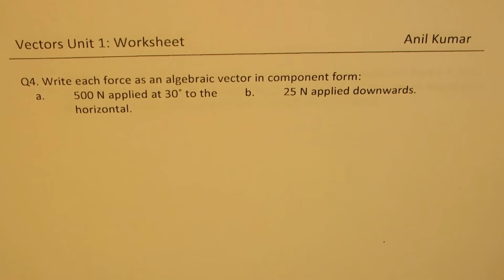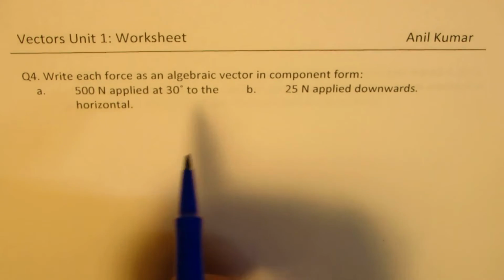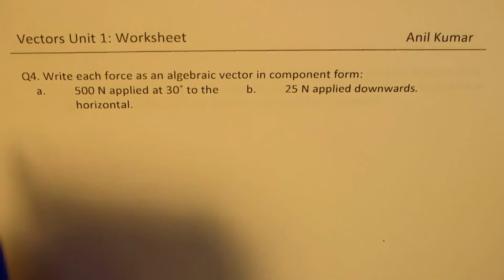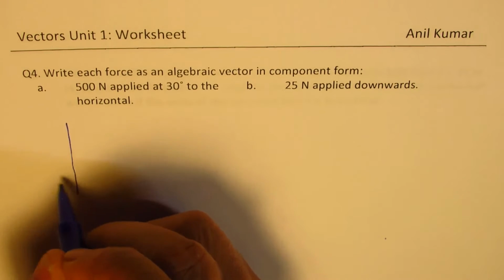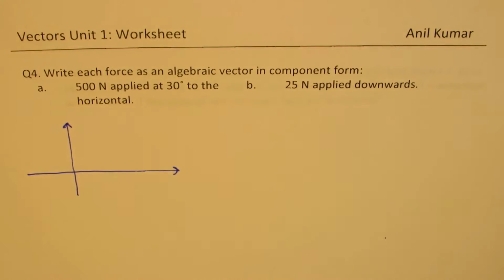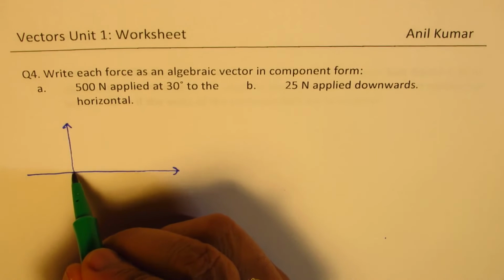So question number 4 has two parts, A and B. Write each force as an algebraic vector in component form. The first one here is 500 newtons applied at 30 degrees to the horizontal. Let me just sketch the plane here. So we have this plane, and we are saying we have 500 newtons at 30 degrees to the horizontal.